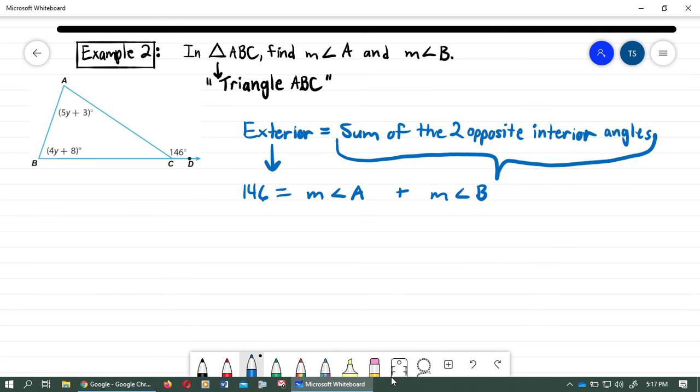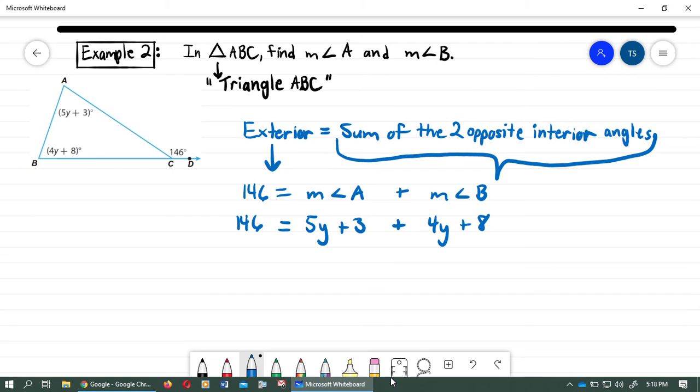Alright. So we got 146 as the exterior angle. That measurement is equal to the sum of the two opposite interior angles, which is the measure of angle A plus the measure of angle B. And so, folks, in the diagram, they've got it that the measure of angle A is 5y plus 3, and the measure of angle B is 4y plus 8. So 146 degrees is equal to 5y plus 3 plus 4y plus 8.